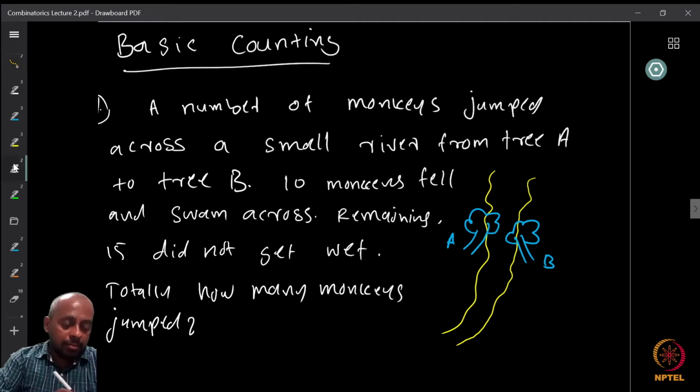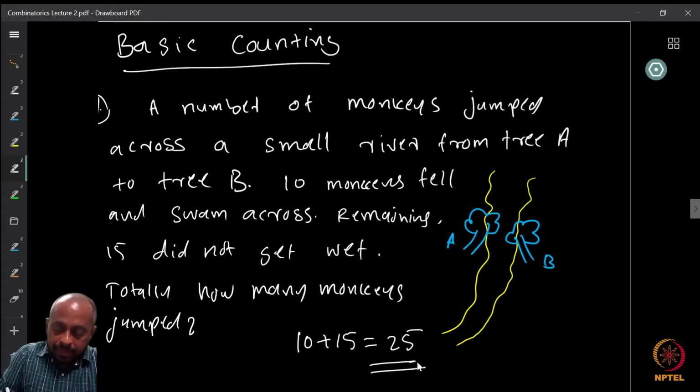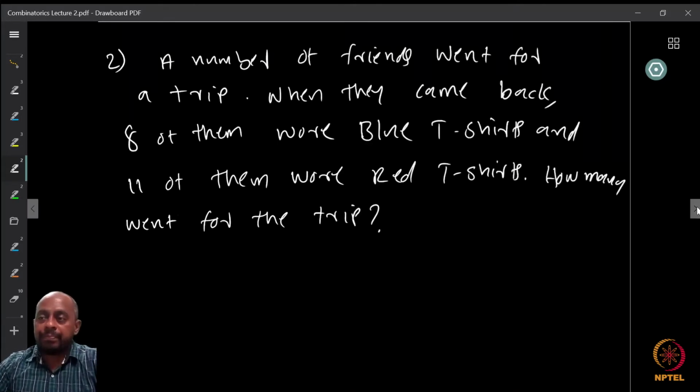Now this is a very easy question, right? Any student of mathematics should immediately be able to tell that since we have 10 monkeys who fell to the river and 15 who did not, we have 10 plus 15, which is equal to 25. So 25 monkeys basically jumped from one of the trees to the other on the river side. That is the answer that we all know. Now, let us look at a slightly different question.